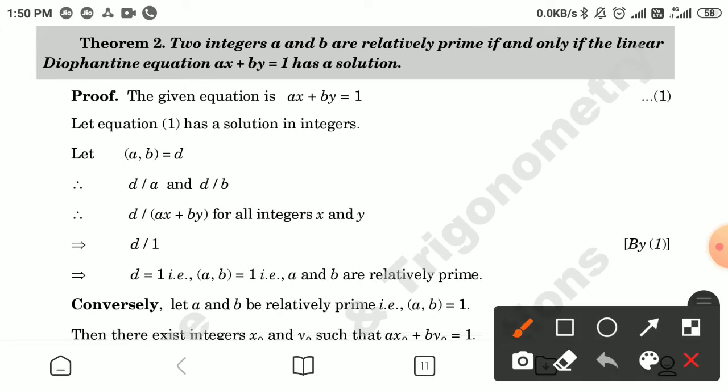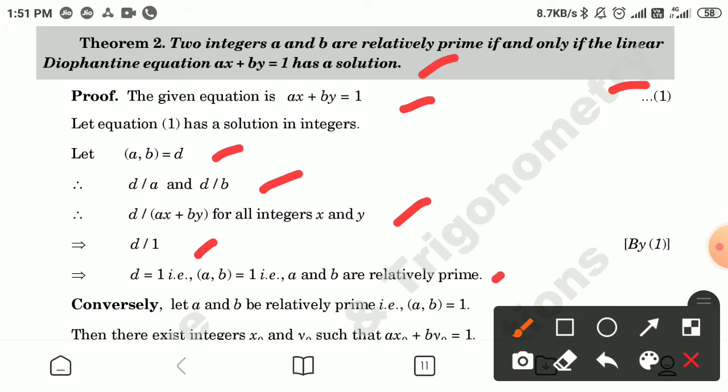Now, the second result: two integers a and b are relatively prime if and only if the linear Diophantine equation ax plus by equal to 1 has a solution. For the proof, the given equation is ax plus by equal to 1, marking this as number 1. Let the first equation have a solution in integers, and also let the greatest common divisor of a and b be d. Therefore, d divides a, d divides b, and therefore d divides ax plus by for all integers x and y. And this implies d divides 1 by the first, and this implies d equal to 1.